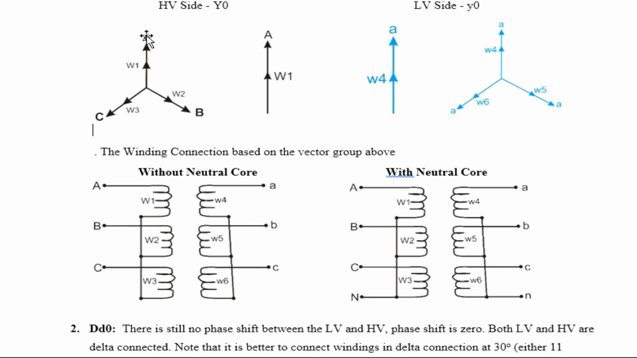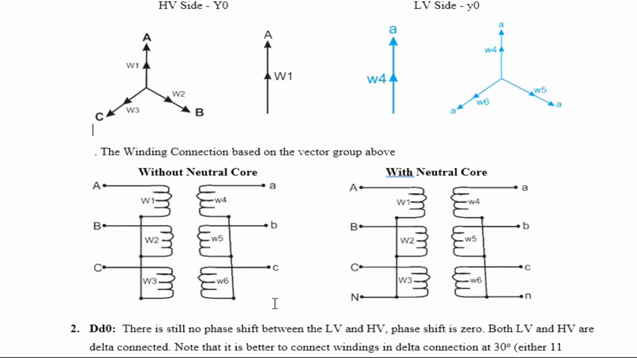Your W1, the polarity side is connected to A. Your W2, the polarity side is connected to B. Your W3, the polarity side is connected to C. You could see it. This is how it is.